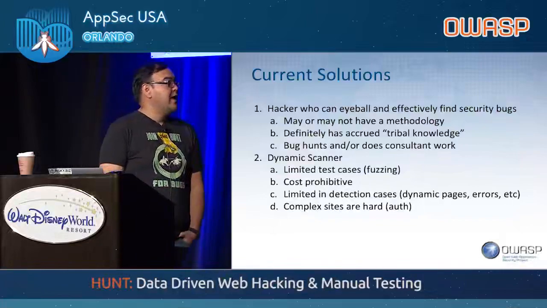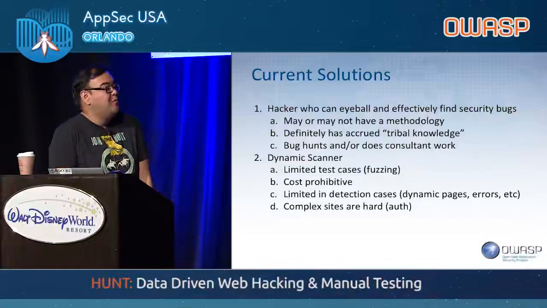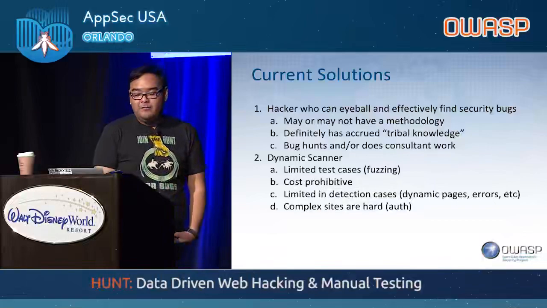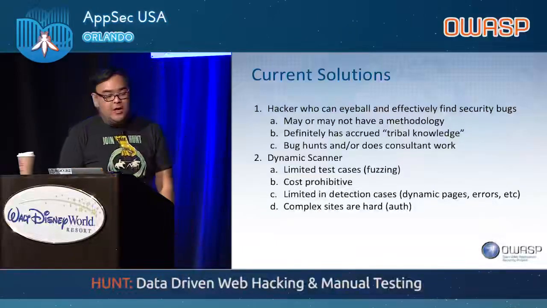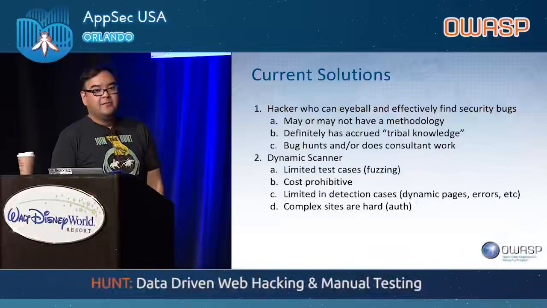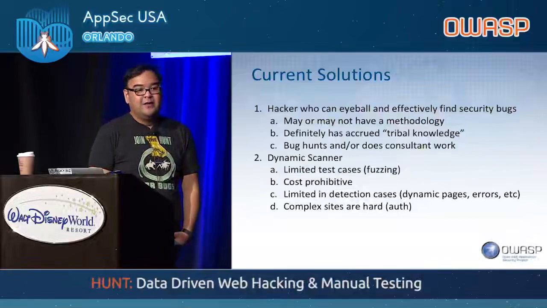Another current solution that we have is using a dynamic scanner. If you're not using a dynamic scanner, you probably should, but a lot of companies and a lot of testers do use dynamic scanners. But there are some cases where it doesn't really help with manual testing. There's limited test cases in terms of fuzzing the parameters.